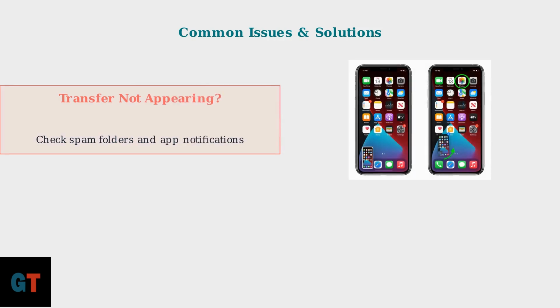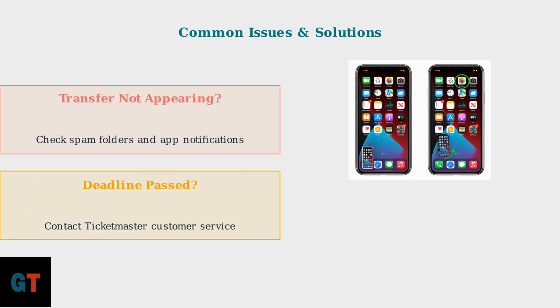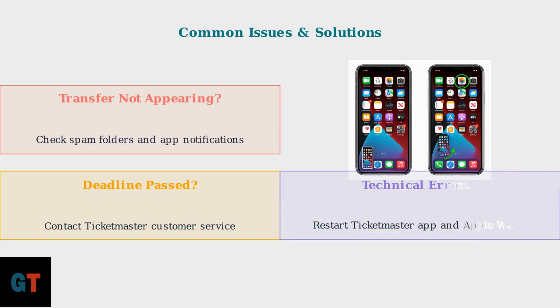Even with best practices, issues can occur. Here are the most common problems and their solutions. If the deadline has passed, don't panic. Contact Ticketmaster customer service immediately for emergency transfer assistance. For technical errors, the classic solution often works best. Force close and restart both the Ticketmaster app and Apple Wallet.